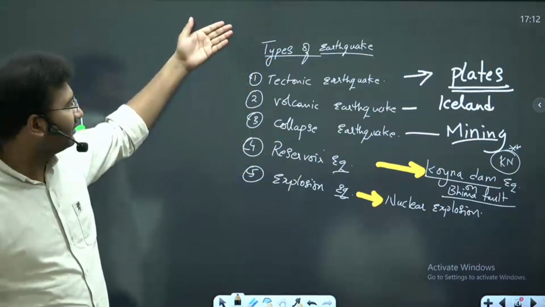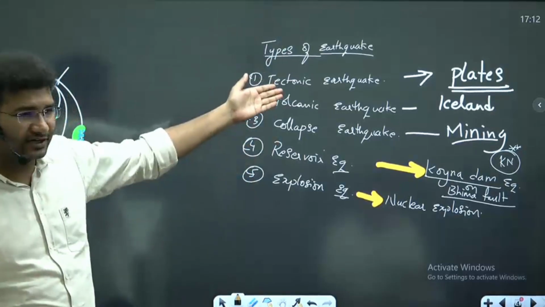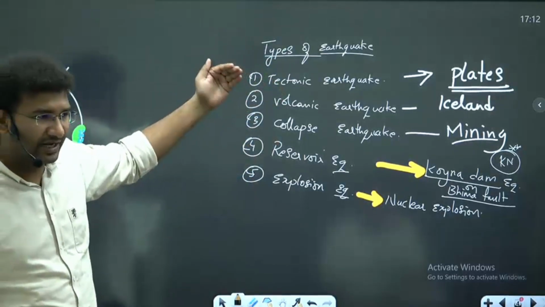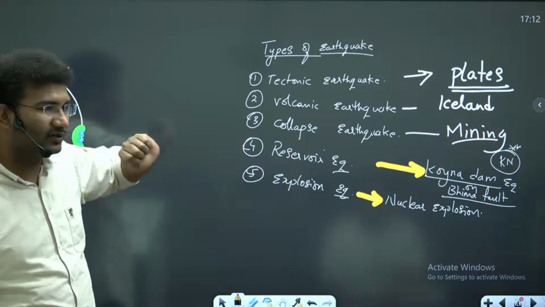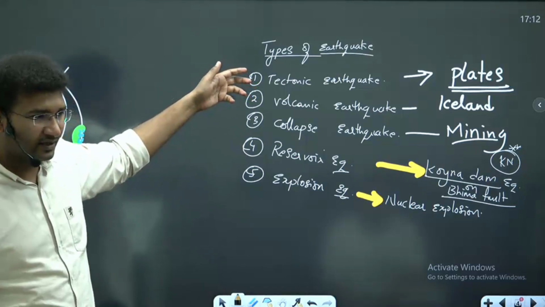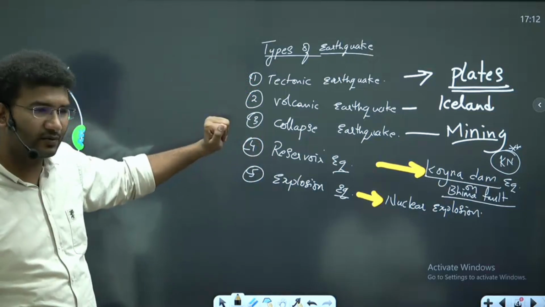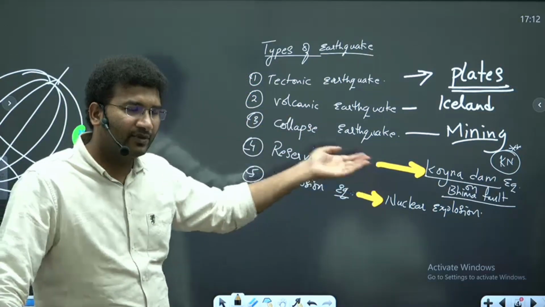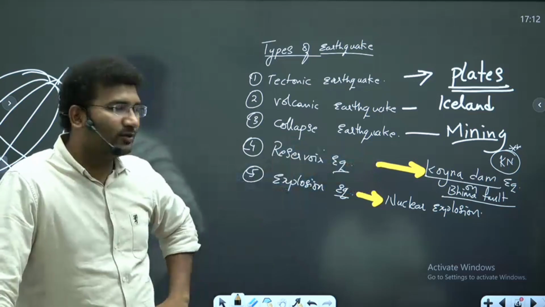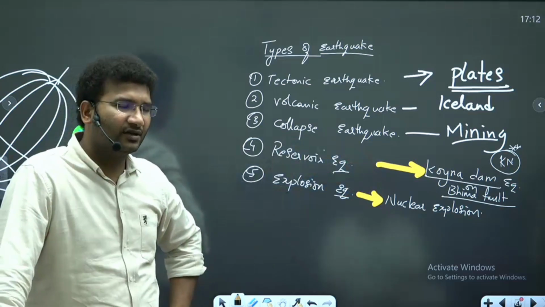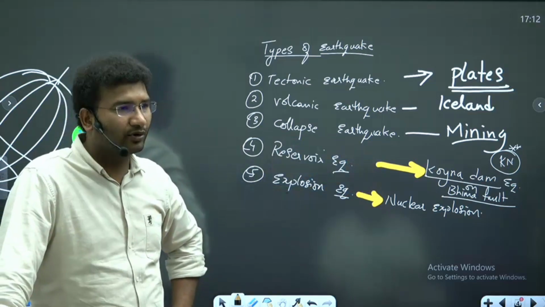These things we have discussed in great detail, and we further went on to study the types of earthquakes. There can be 5 different types of earthquakes. One, tectonic earthquake. It is because of the plates. Second one is volcanic earthquake. I told you about Iceland. Third one, collapse earthquake, mining and so on. Fourth one, reservoir earthquakes. Koyna Dam in India. And the last one is explosion earthquake. That is nuclear explosion. Even in India, you got to see it in Pokhran.